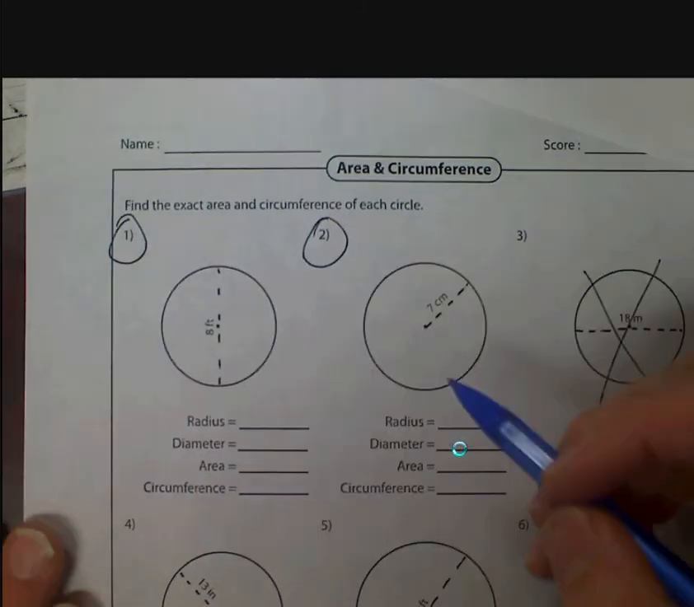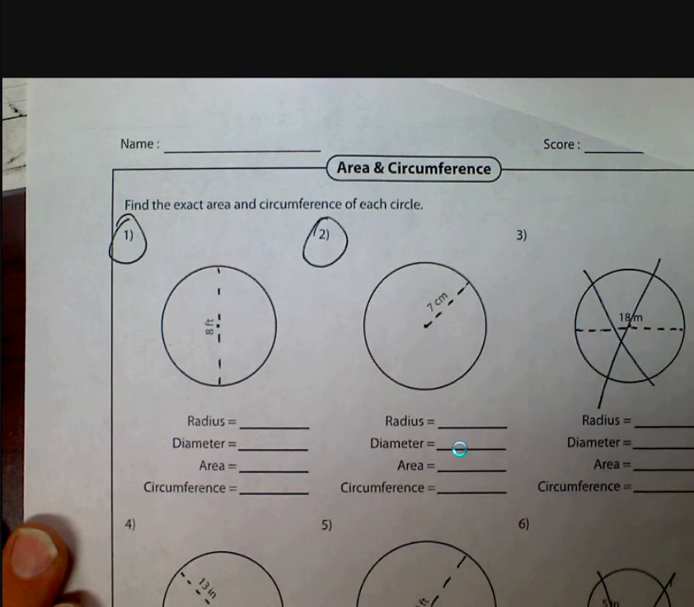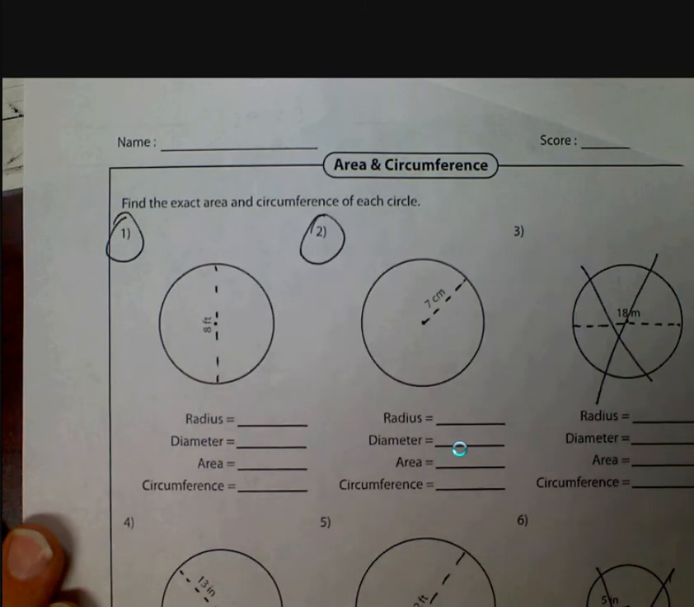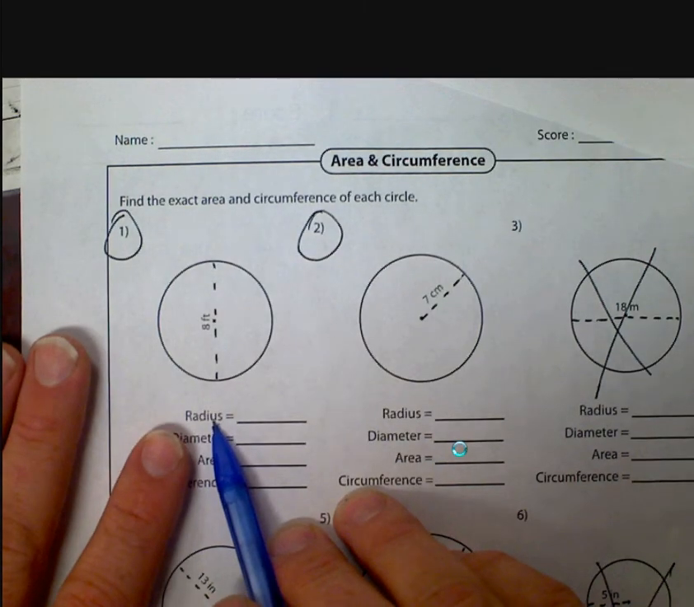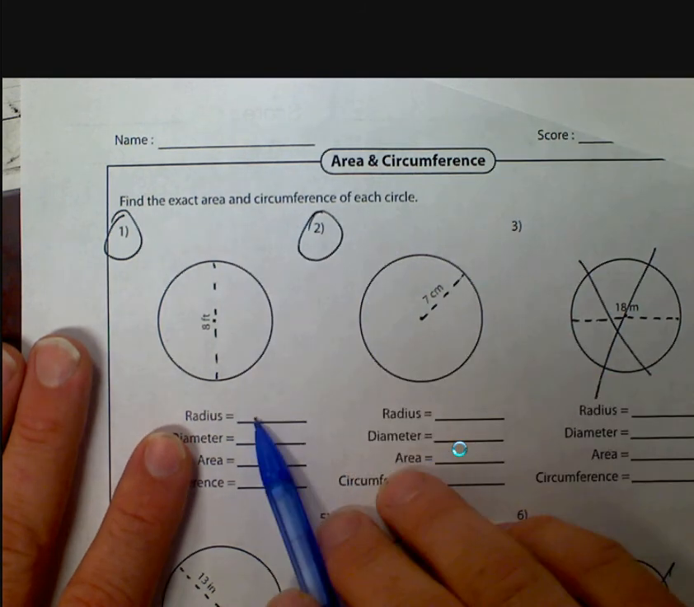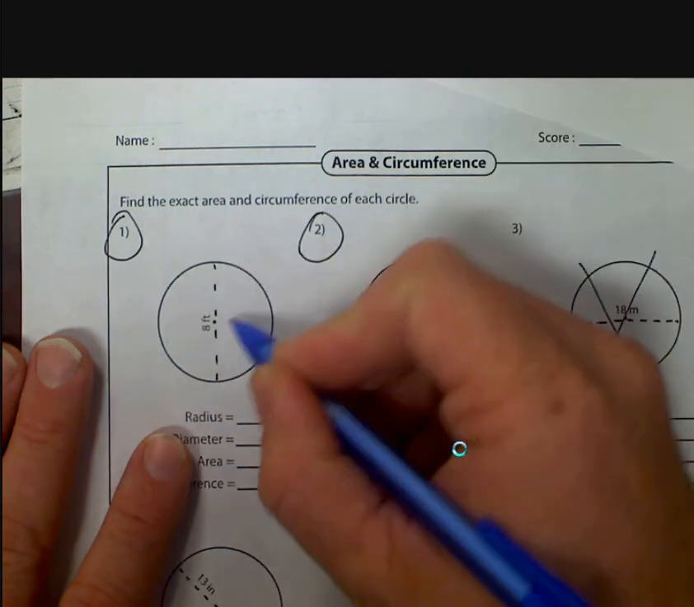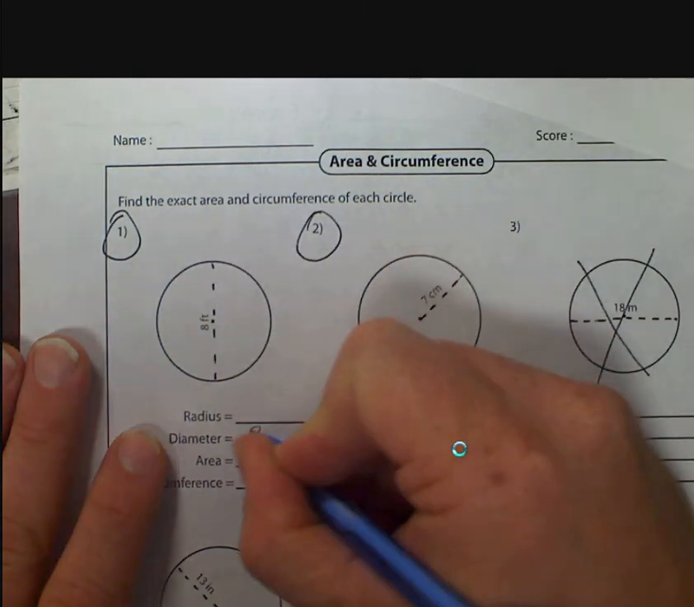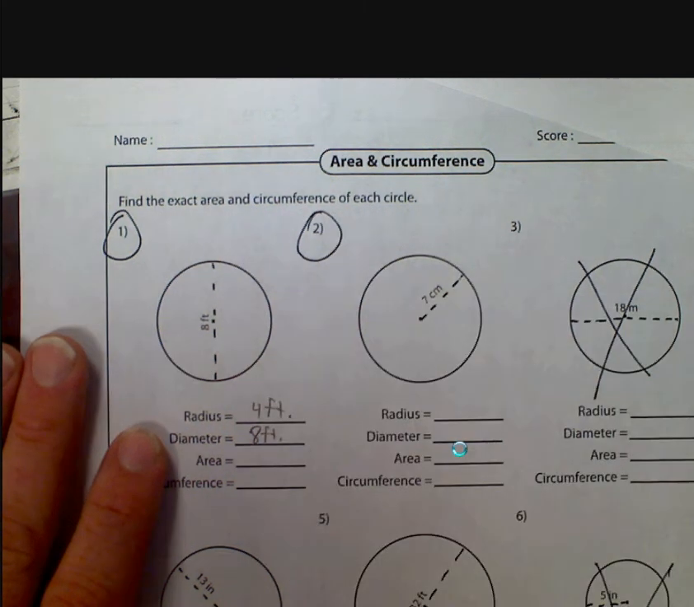Okay, I will go ahead and help you guys with the circle problems just so you guys have an idea of what I am looking for. So here we go. The first thing is we need to identify the radius. It says find the exact area and circumference of each circle. The radius is half of the diameter. So if this is my diameter, which is 8 feet, then my radius has to be 4 feet.